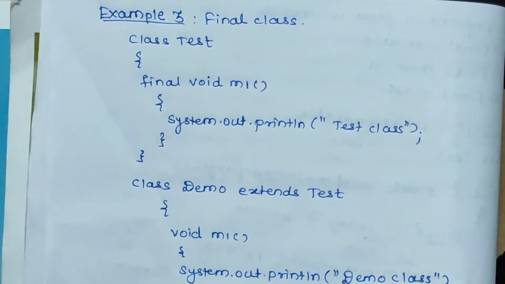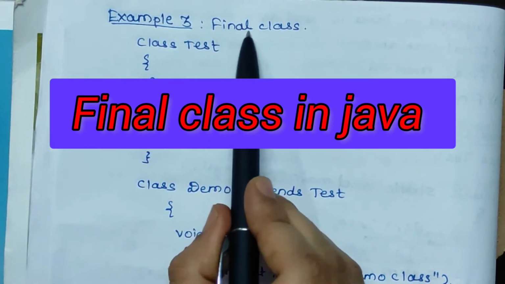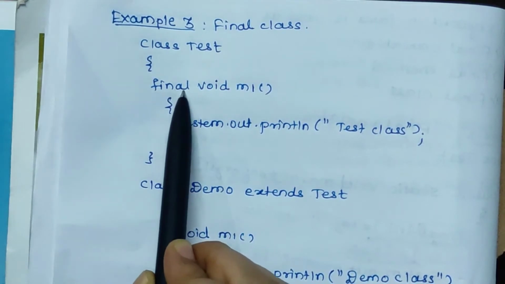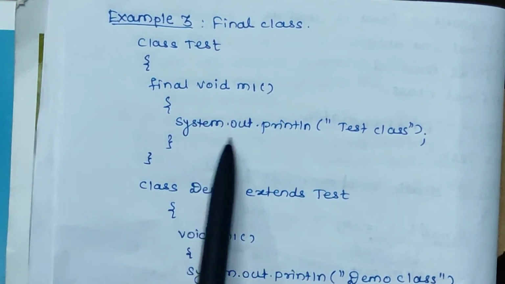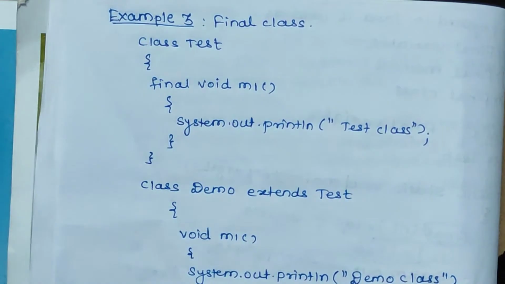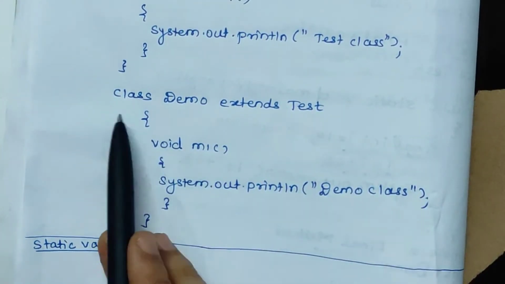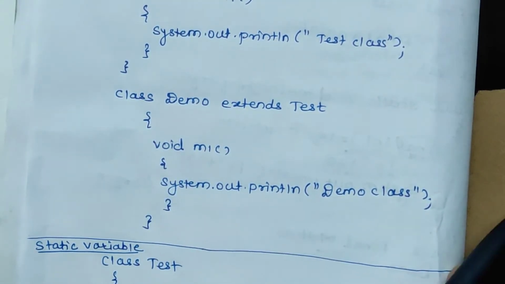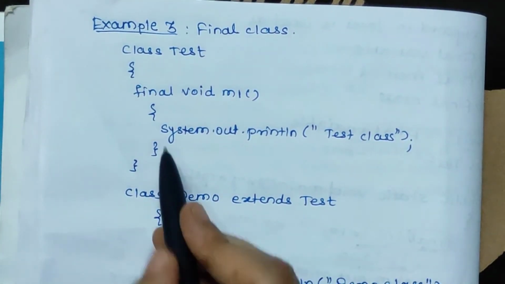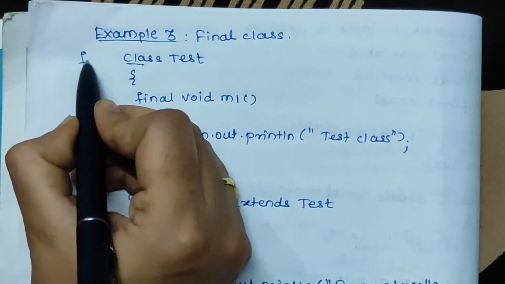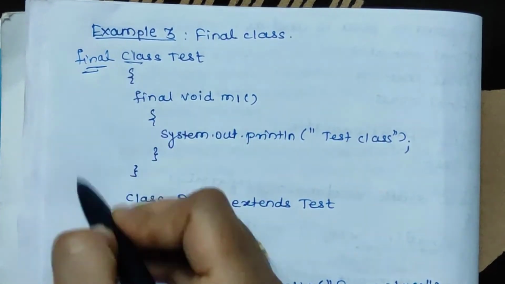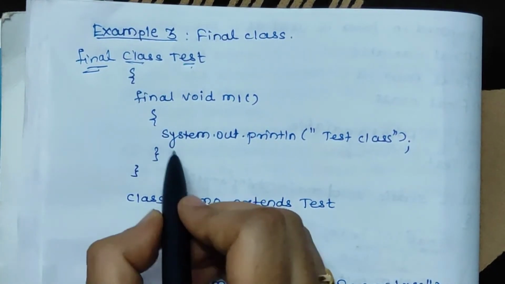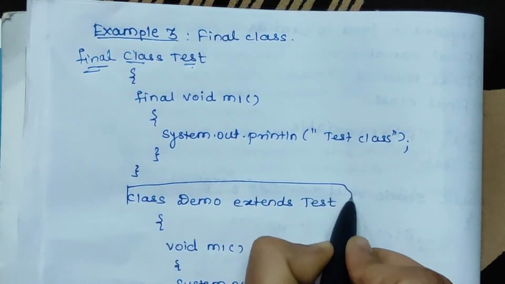And the third use of the final keyword is before a class. Now what I have done, I have created a class Test, then this is a method, final void m1, and we are displaying test class. Then next is a Demo class, class Demo extends Test, void m1. So if I write the keyword final before class Test, then what will happen? This statement will give you a syntax error.